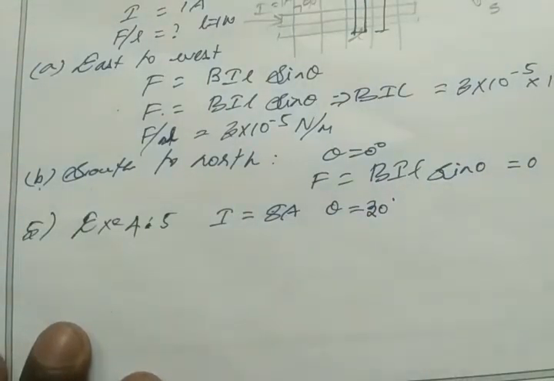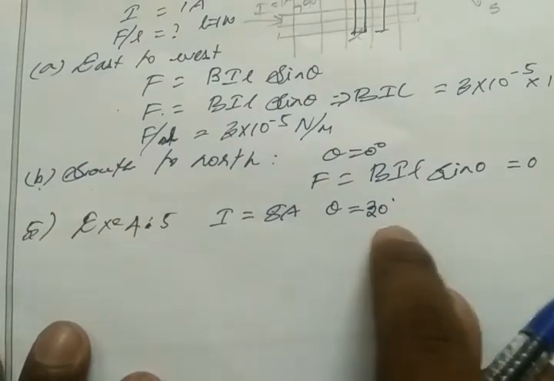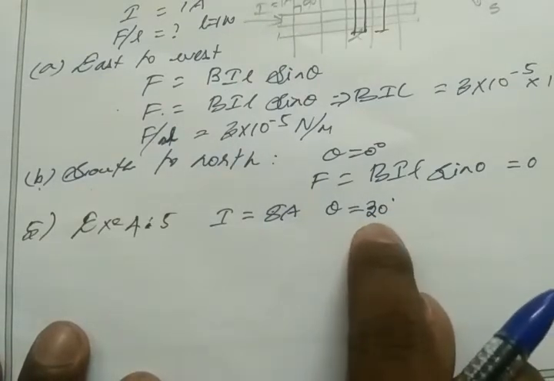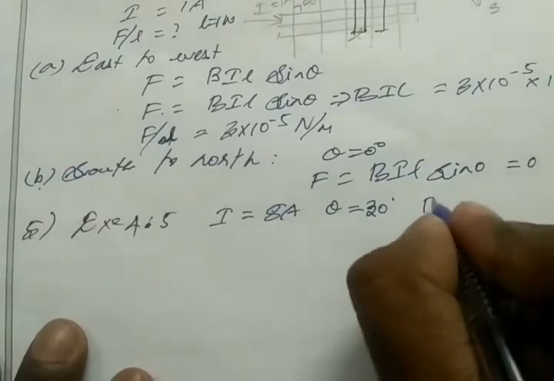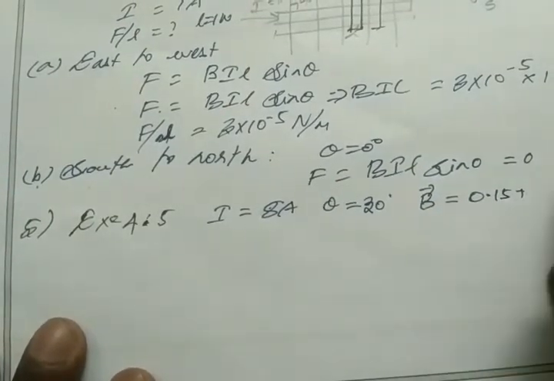Okay, with the direction of uniform magnetic field. My current carrying wire creates an angle of 30 degrees with the magnetic field. So here we take theta as 30 degrees, the angle between L and B. The uniform magnetic field is given as 0.15 Tesla.